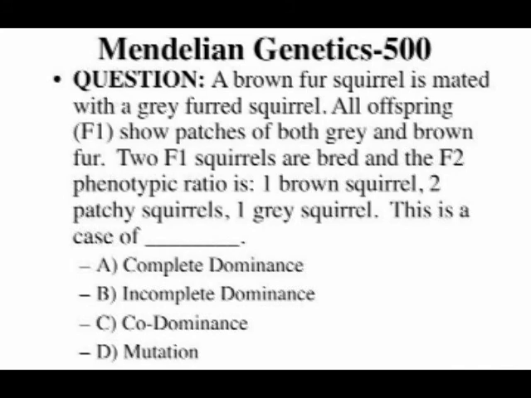A brown-furred squirrel is mated with a gray-furred squirrel. All offspring, or F1 generation, show patches of both gray and brown fur. Two F1 squirrels are bred, and the F2 phenotype ratio is 1 brown squirrel, 2 patchy squirrels, and 1 gray squirrel. This is a case of A, complete dominance, B, incomplete dominance, C, codominance, or D, mutation.